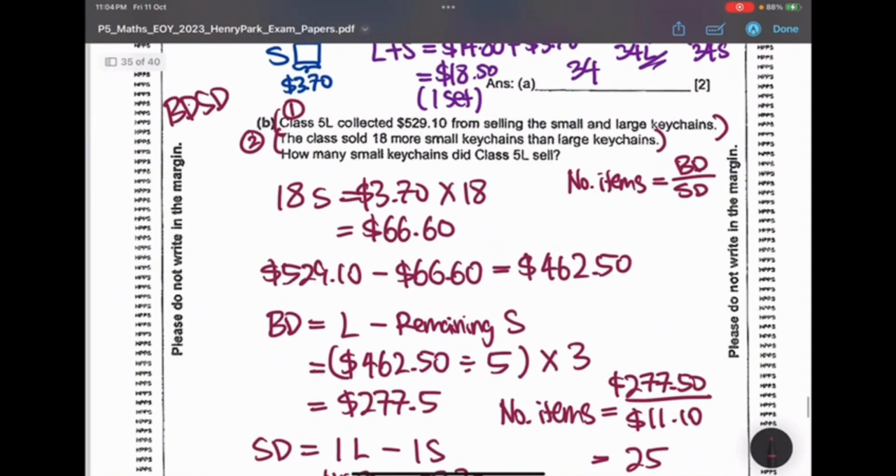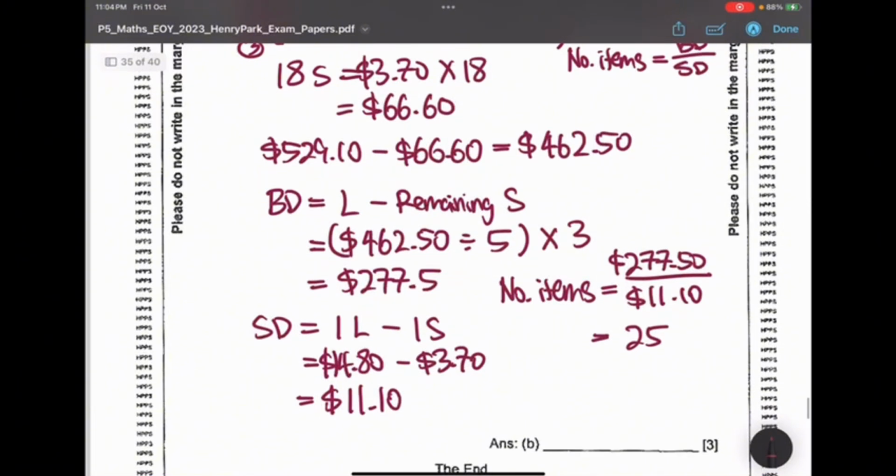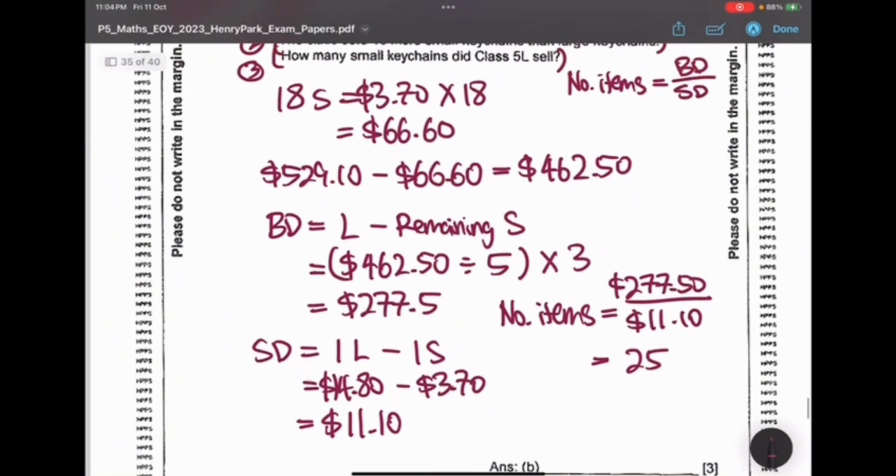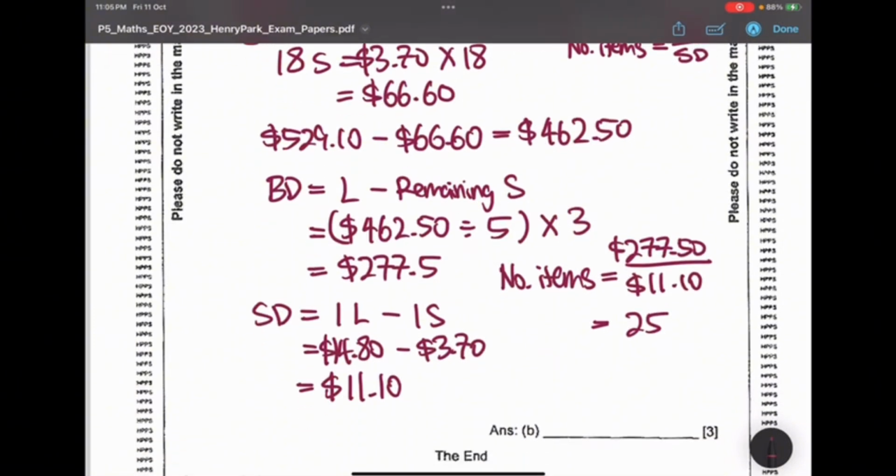Alright, and now let's look at the final sentence, right? The question. How many small keychains did class 5L sell? Right, knowing that I have 25 small keychains in the midst of $462.50, what I want to do is to add the 18 extra small keychains that I minus out of that. So that would simply be 25 plus 18. And that would give me 43. And this is your answer for part B.